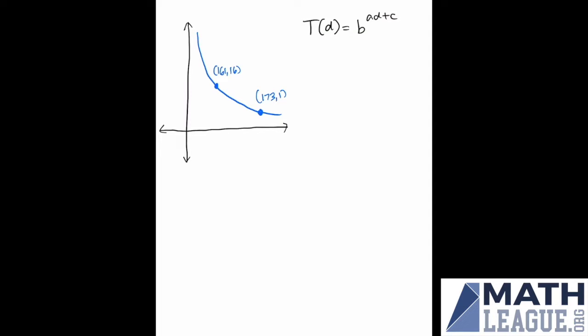Well, it looks like (173, 1) is a good place to start. After all, anything to the 0th power is equal to 1, so we have 173a plus c equals 0, and so c equals negative 173a. Alright, one less variable to deal with.